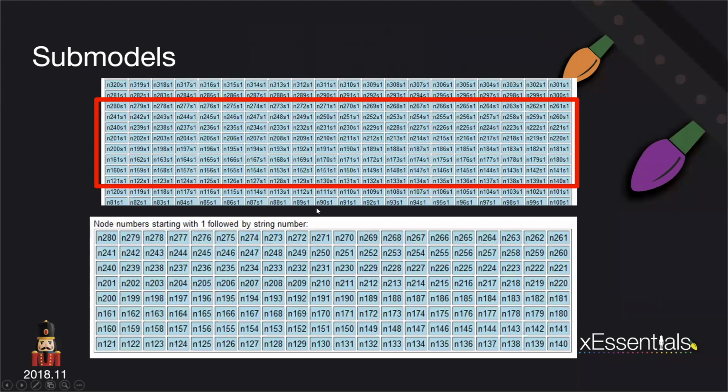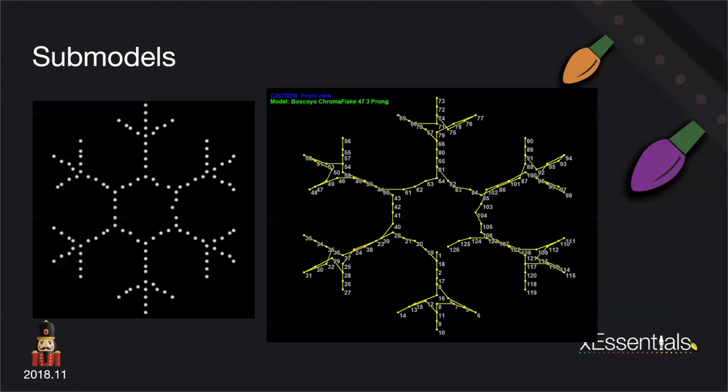So here you can see top and bottom, we have the exact same things. We know we've got that right. I'll show you that in xLights when we've got it. Like I was saying, submodels, they're very, very good when you get to things like your snowflakes. This is the Boscoyo 47-inch 3-prong snowflake. You come in here, this is a very nice looking model.